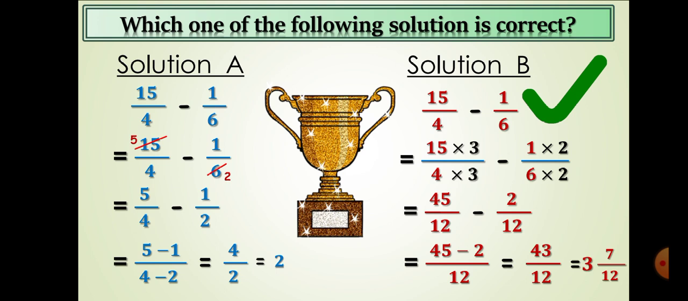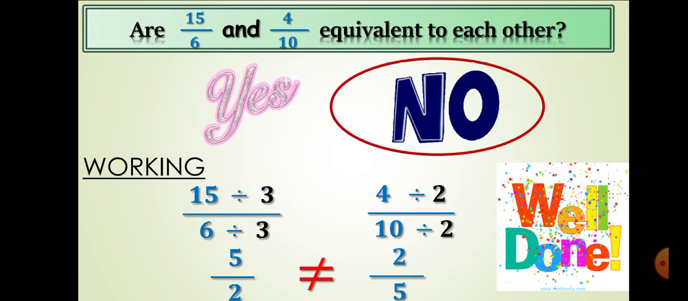So let's look at solution B. In solution B, 15 over 4 minus 1 over 6, 15 over 4 is multiplied by 3, and 1 over 6 is multiplied by 2. That gives us 45 over 12 minus 2 over 12. Then the denominators are the same, so they have subtracted the numerators. 45 minus 2 equals 43 over 12. It's an improper fraction. They converted it to a mixed number, 3 whole 7 over 12. That gives me that solution B is correct. So here solution B is correct.